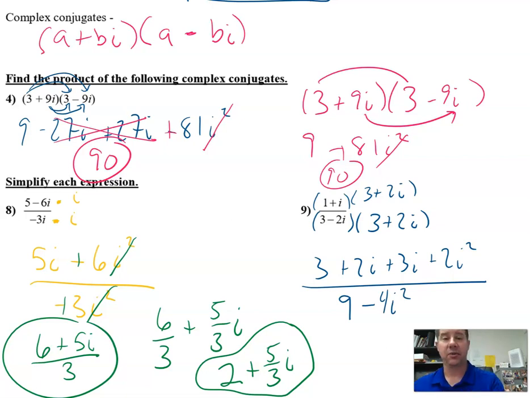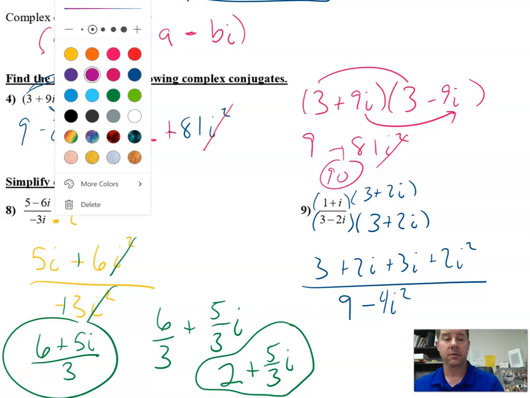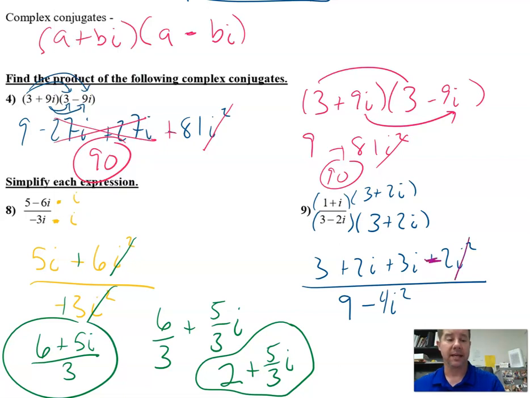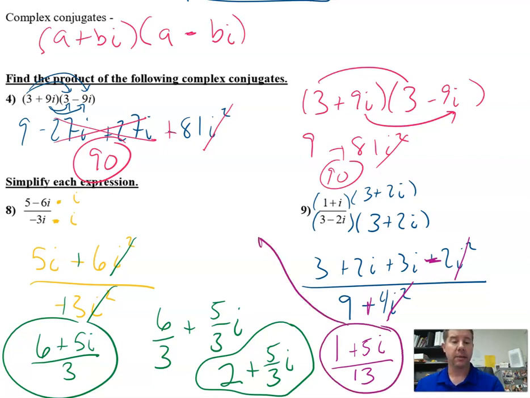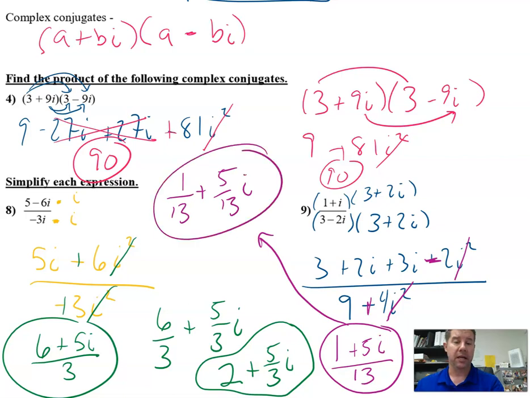I now just got to deal with those i squareds. That becomes a negative. That becomes a positive. And so I get 3 minus 2 is 1. 2i plus 3i is 5i. All over 9 plus 4 is 13. And again, you might leave it like that, or you might need to split it up. So there's one answer. Or you might need to split it up as 1 over 13 plus 5 over 13 i. Either of these answers are okay.